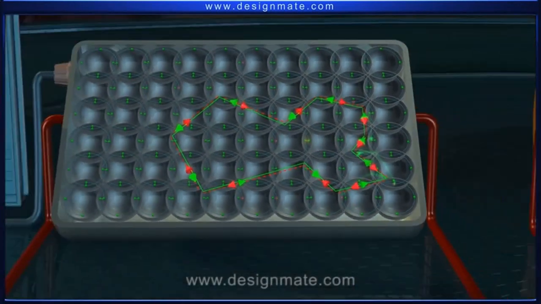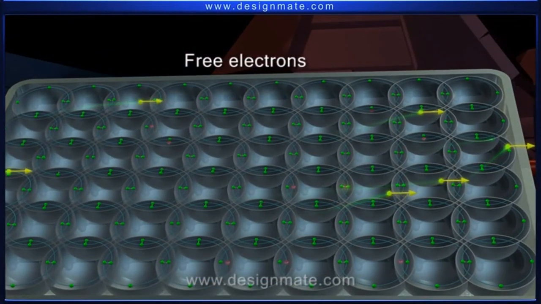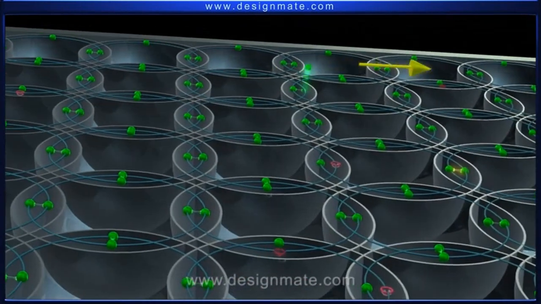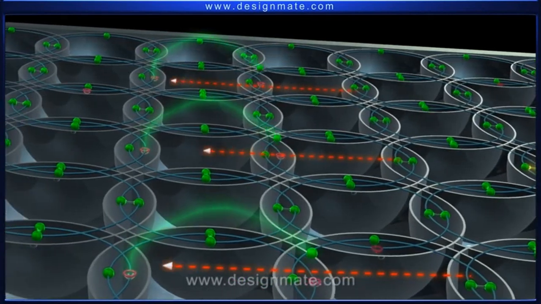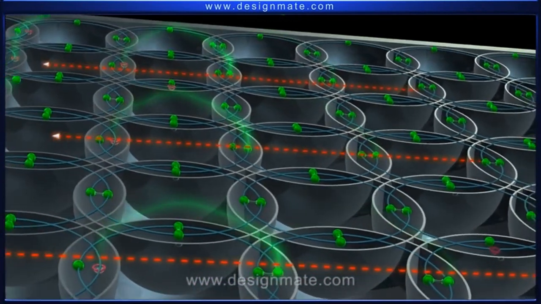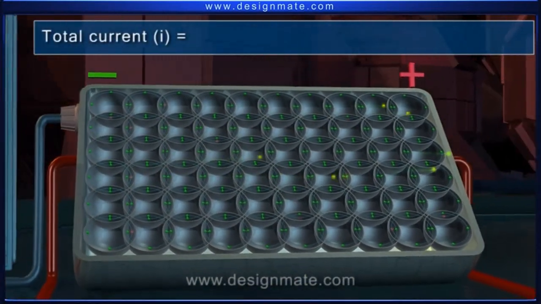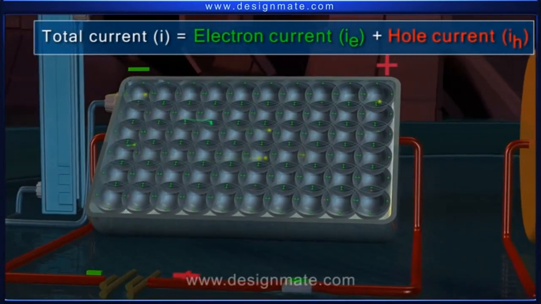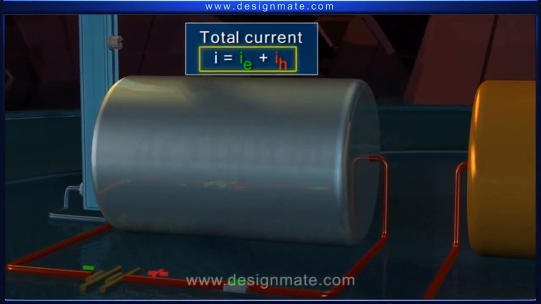When an electric field is applied to an intrinsic semiconductor, the free electrons drift towards the positive terminal, constituting the electron current IE. At the same time, the adjacent valence electrons move into holes, effectively moving the holes towards the negative terminal of the battery, giving rise to the hole current IH. Thus, total current I in an intrinsic semiconductor is due to both the electrons and the holes. Mathematically, I equals IE plus IH.